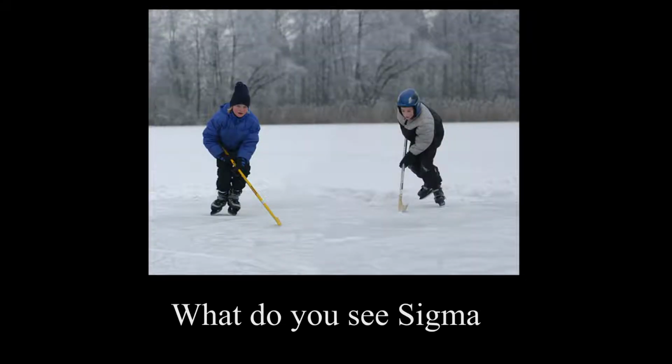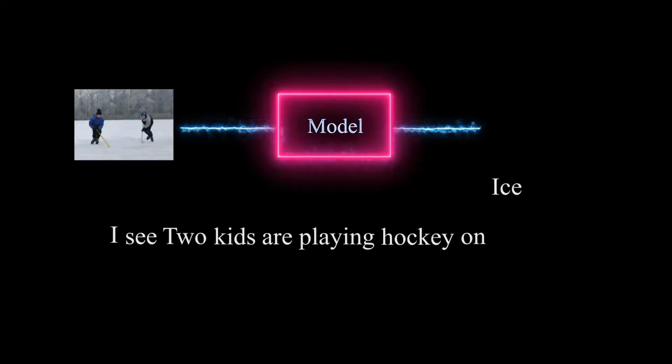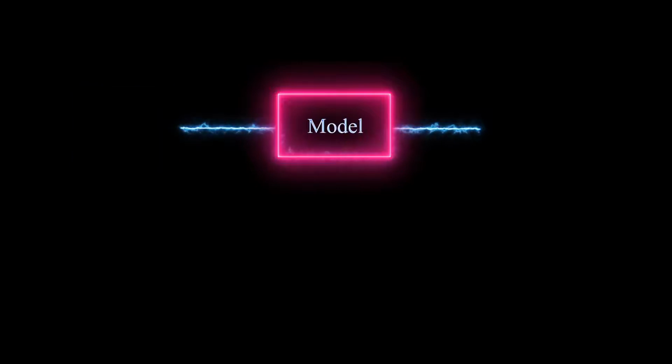What do you see, Sigma? Just a second. I see two kids are playing hockey on ice. What did you use for this? A specialized neural network for automated image captioning.